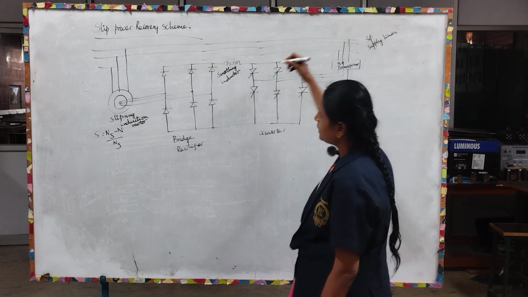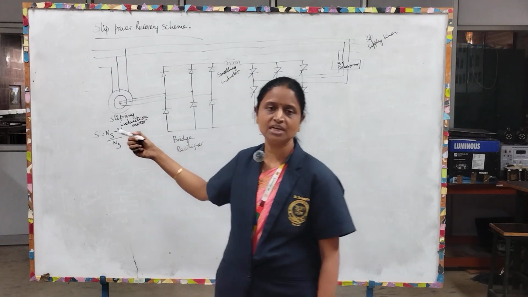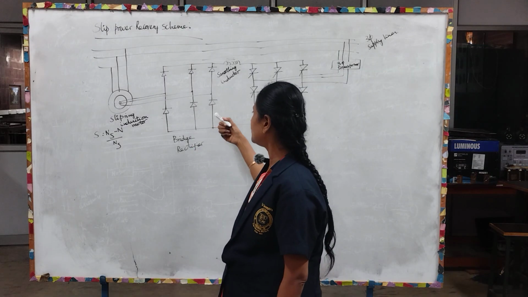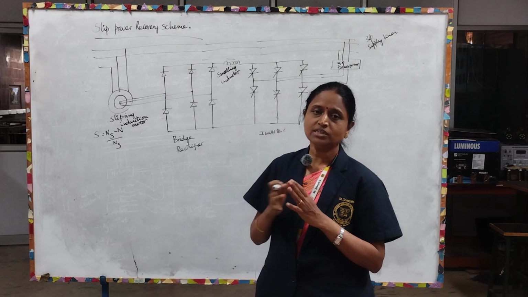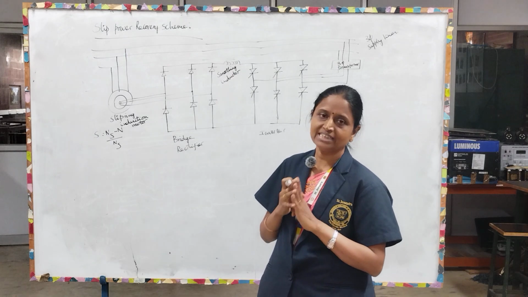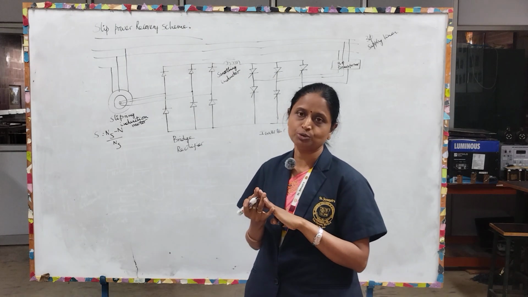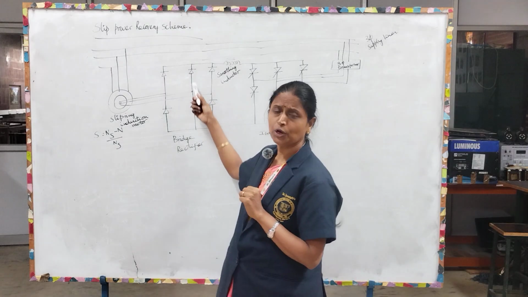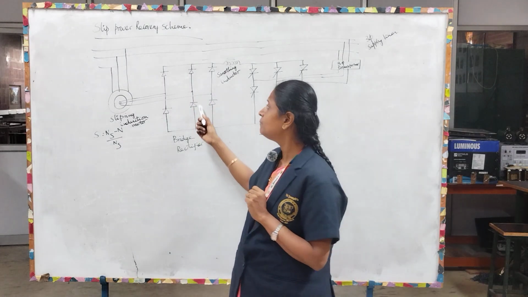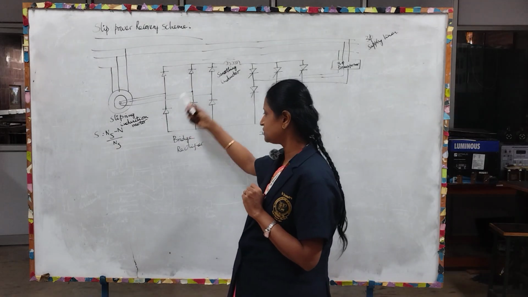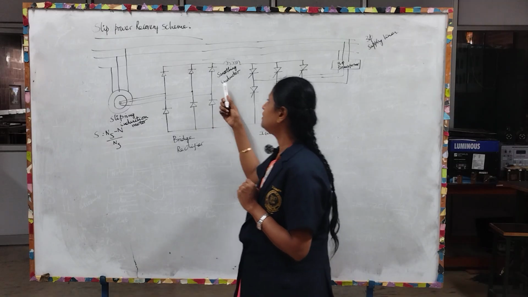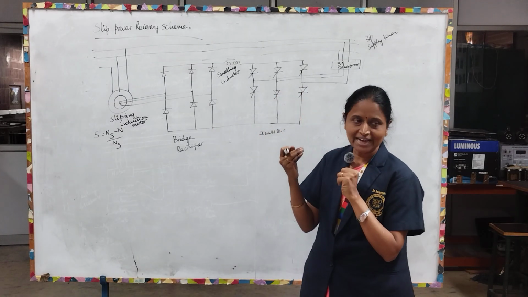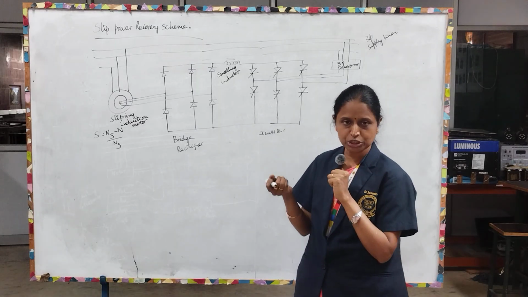These three-phase supply lines are connected with the slip ring induction motor, and it is connected with one rectifier. So what is a rectifier? It converts AC input into DC output. So it rectifies the AC input into DC output. Here we are using a three-phase rectifier with diodes as the switching elements, and we are having a smoothing inductor.